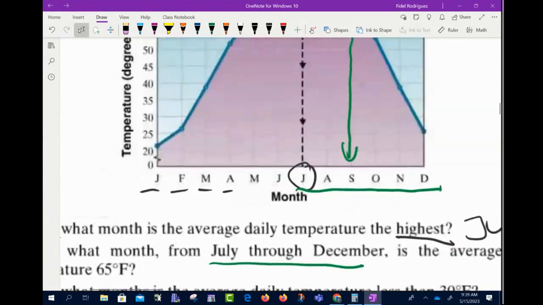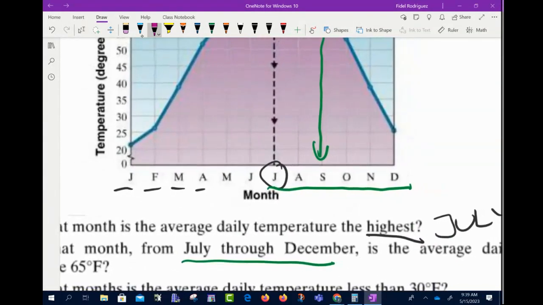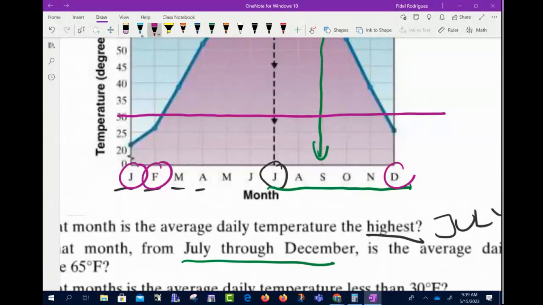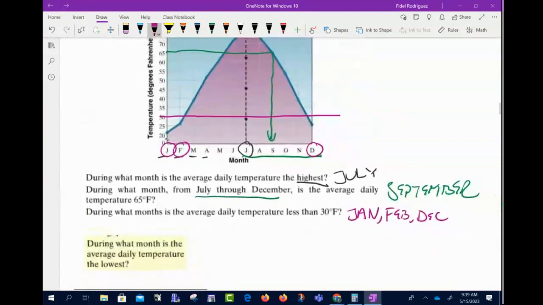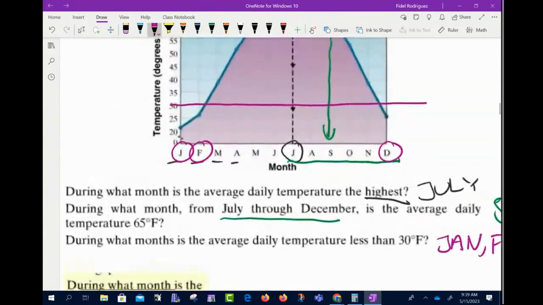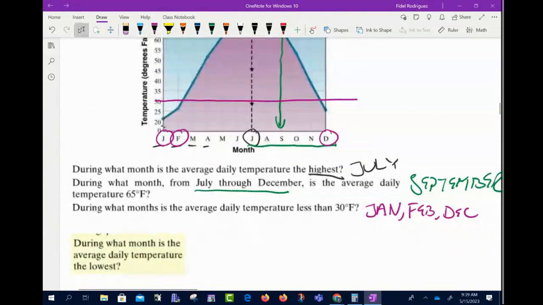And it says, during what months is the average daily temperature less than 30? Okay, so look, y'all, we're going to go right here. We're going to say, look, here's 30. What months are lower than that? January, February, and December. Okay. Jan, Feb, December. Okay, perfect. When is it the lowest, Joel? January, right? January is the lowest one. Perfect.